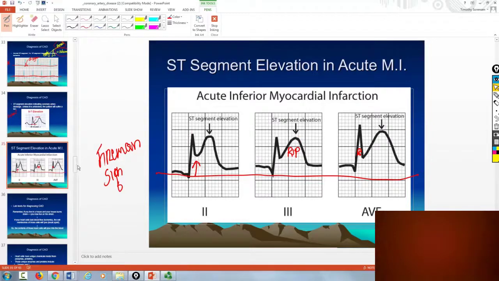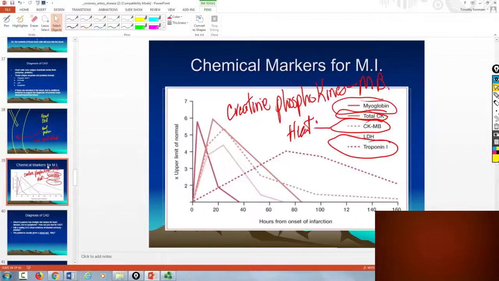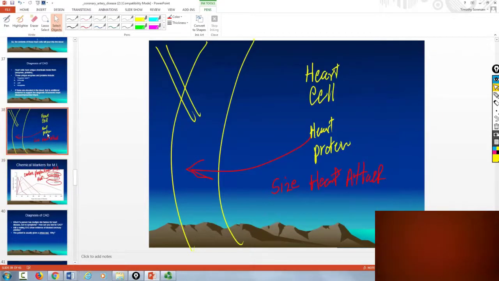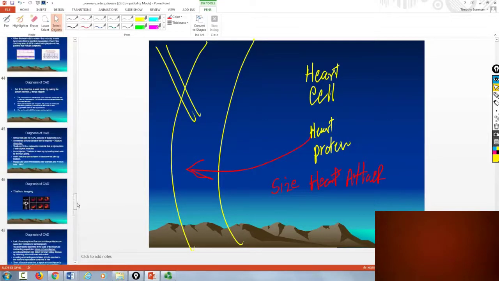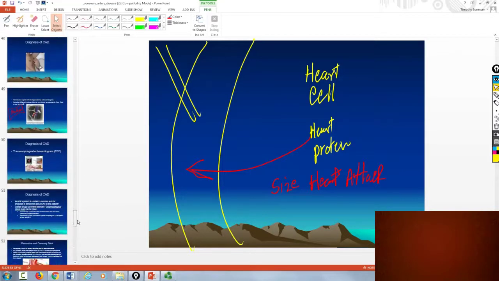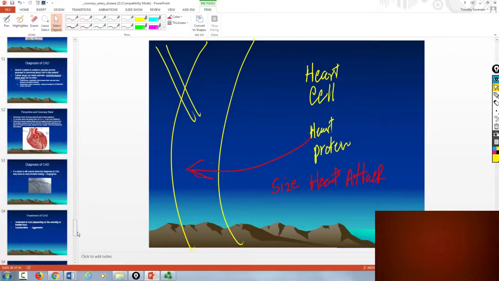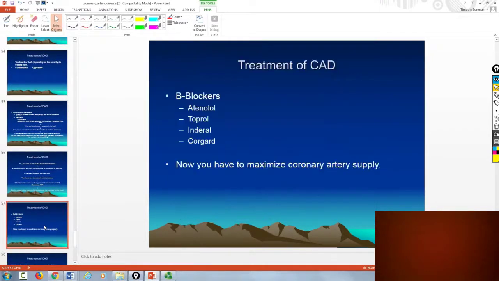So if doctors suspect that and those heart cells die, then those heart proteins that we talked about are going to end up going into the blood. And the higher those heart proteins, the bigger the MI. Now, what do you do for someone after they've had a heart attack? All right, they're recovering. They survived the heart attack. What types of medicines do you want to put them on, right?